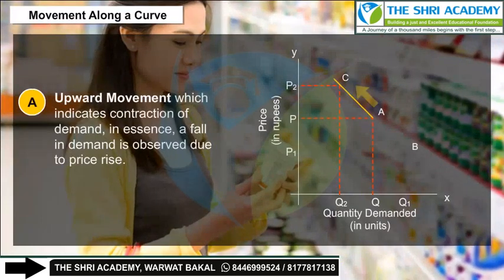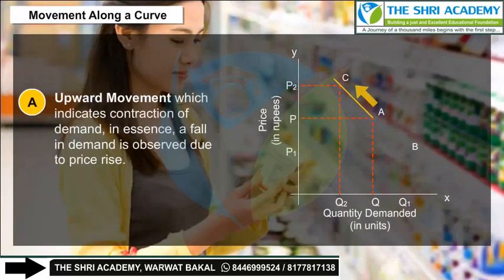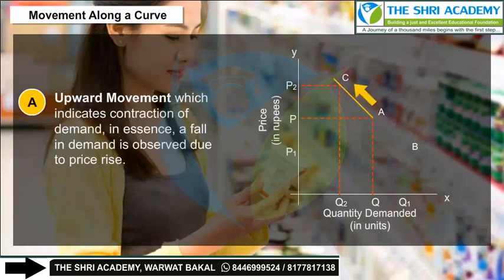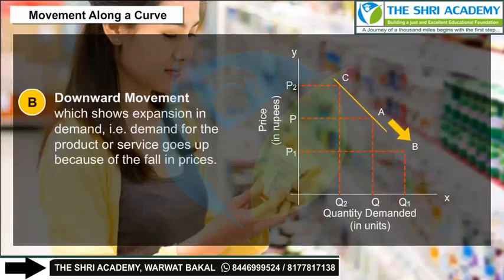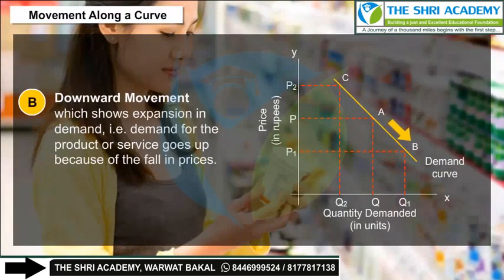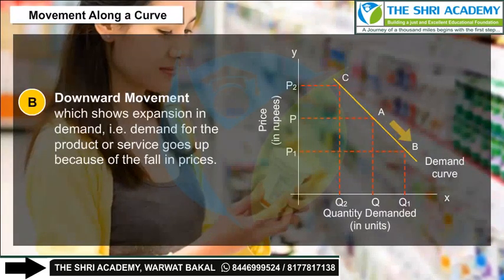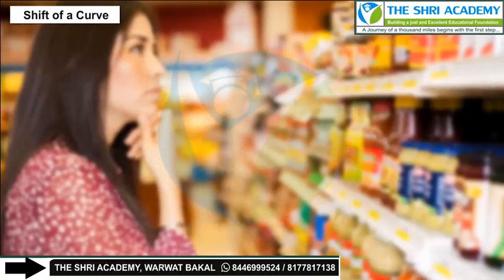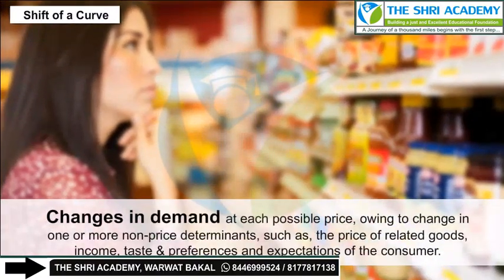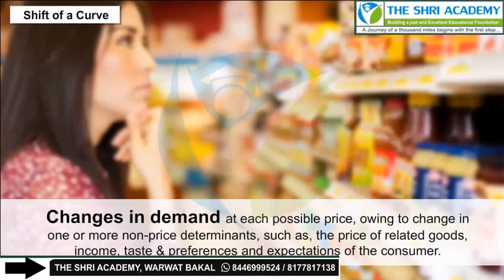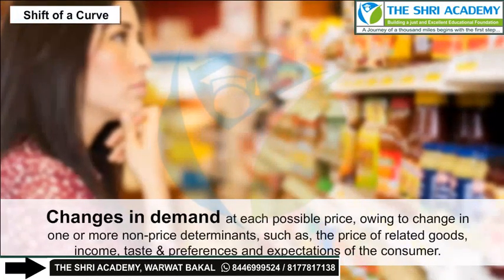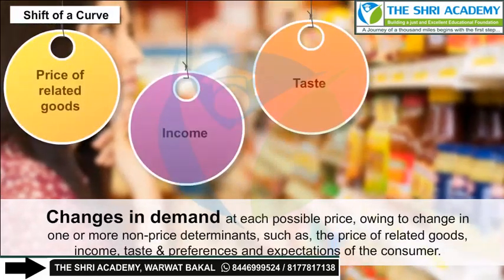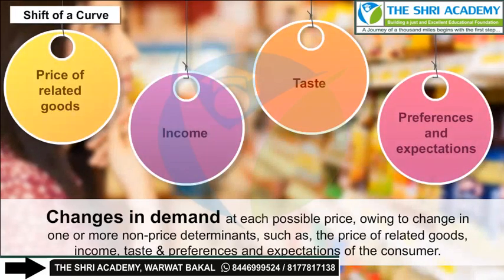A. Upward movement, which indicates contraction of demand. In a sense, a fall in demand is observed due to price rise. B. Downward movement, which shows expansion in demand, that is, demand for the product or service goes up because of the fall in prices. Shift of a curve. A shift in the demand curve displays changes in demand at each possible price, owing to change in one or more non-price determinants, such as the price of related goods, income, taste, and preferences, and expectations of the consumer.